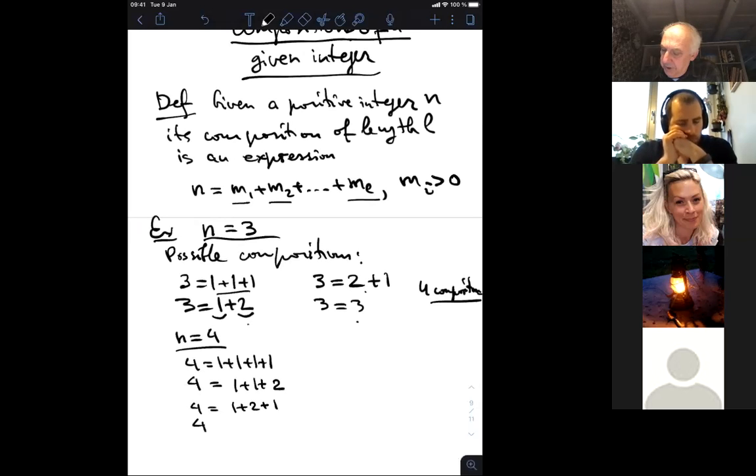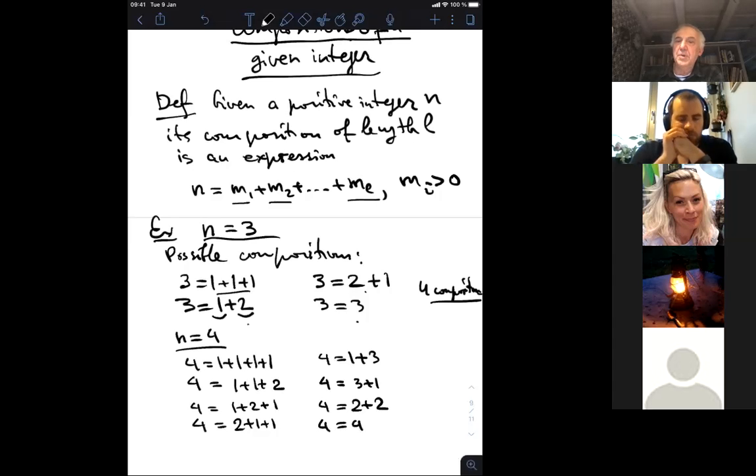Now we have 4 equals 2 plus 1 plus 1. So we have 4 of them. Now 4 equals 1 plus 3. 4 equals 3 plus 1. 4 equals 2 plus 2. And finally 4 equals 4. How many do we get here? 8, yes. So there are 8 possible.